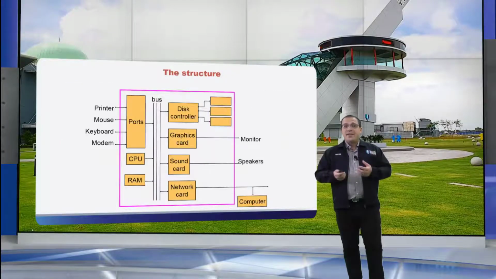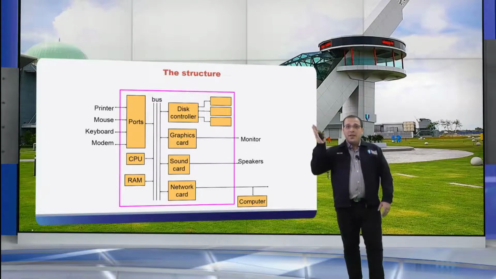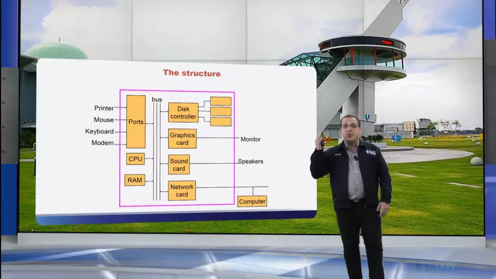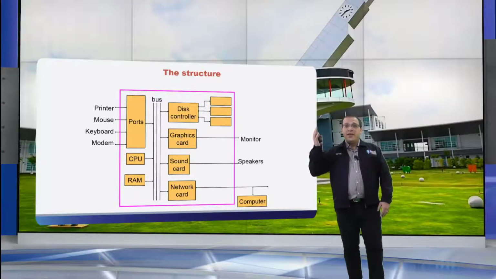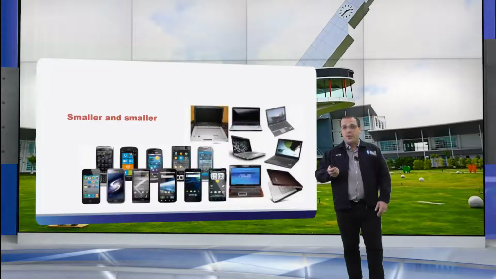If we make a diagram of the structure of the computer, we will see there are some ports. The ports are connected to the printer, mouse, keyboard, and modem. Then there is the bus. The bus is a connector that connects all things together, so everything is connected to this bus. Then we have the disk controller, the graphic card, which is connected to the monitor, the sound card, which is connected to the speaker, and the network card, which connects our computer to another computer. There is the random access memory, and there is the CPU, the central processing unit. So these devices make a computer.